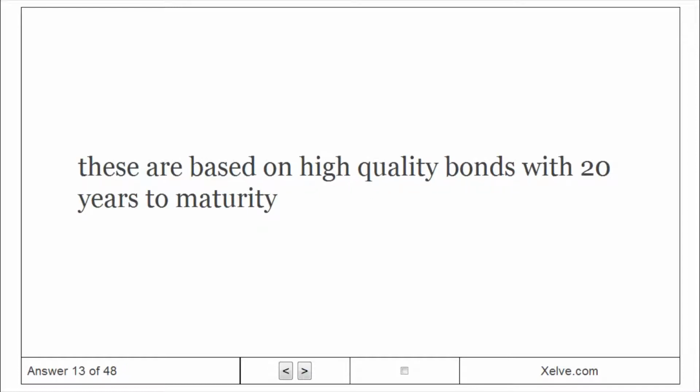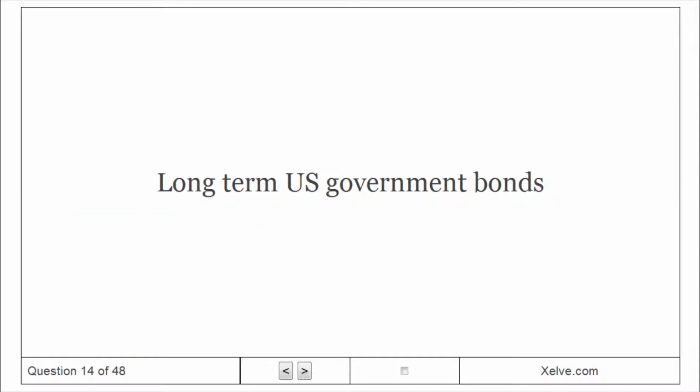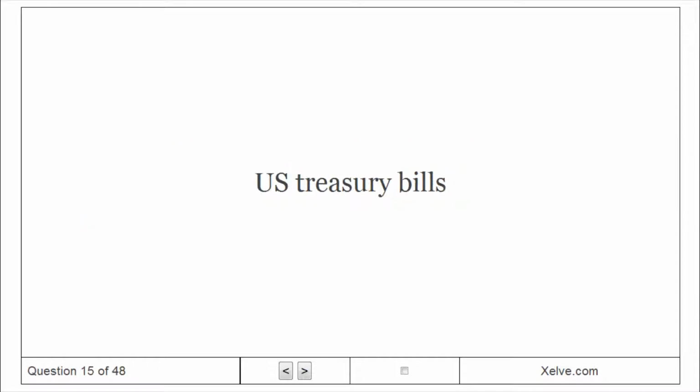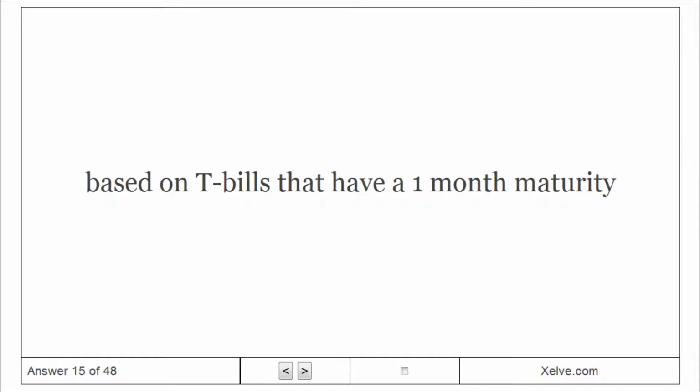These are based on high-quality bonds with 20 years to maturity. Long-term U.S. government bonds. These are based on government bonds with 20 years to maturity. The largest historical return was 44.44% in 1982. U.S. Treasury bills: based on T-bills that have a 1-month maturity.